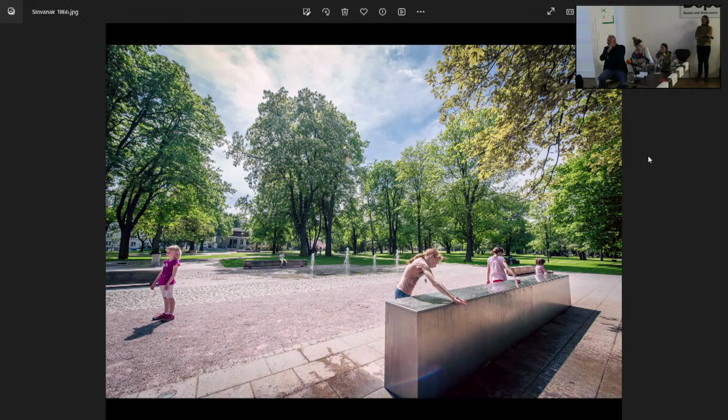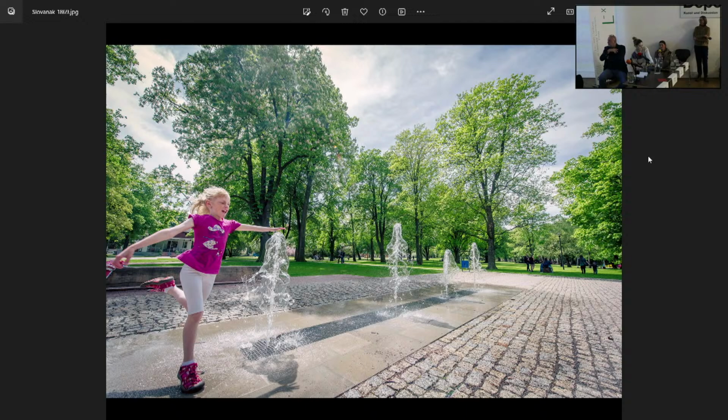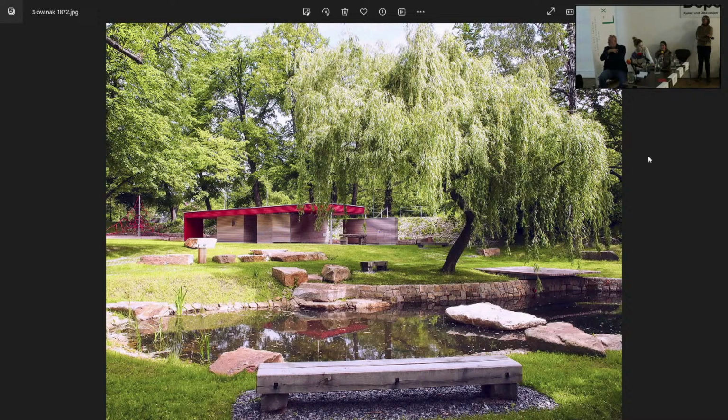The space after it's revitalized, it's always supposed to invite people. That's the most important part of their design. It should be usable and accessible and fun for people.